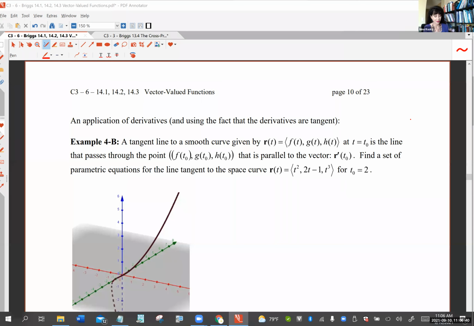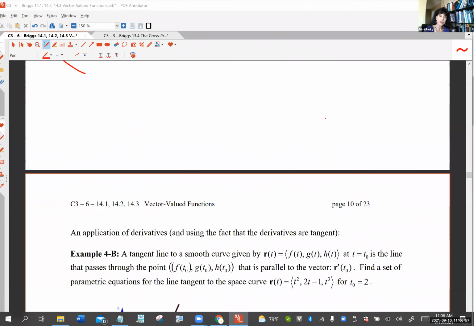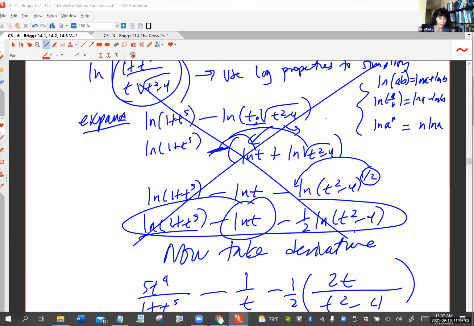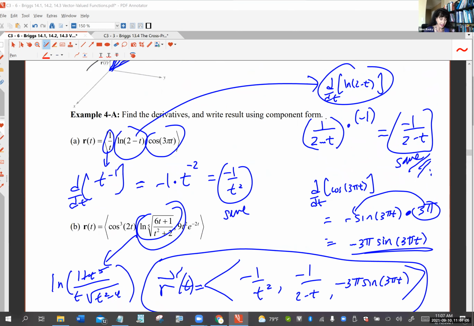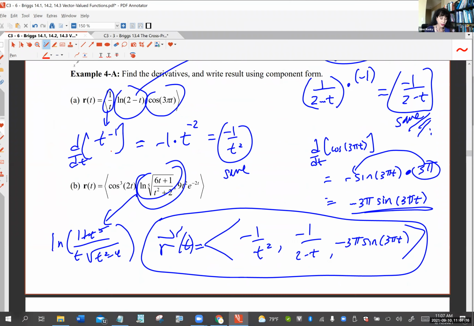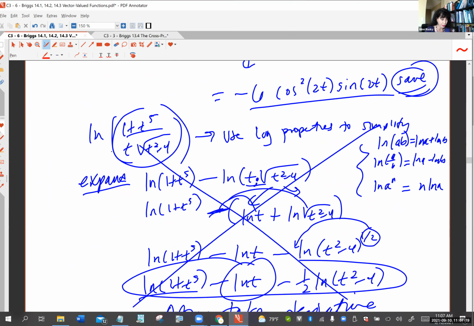So why care about finding r prime of t? What's the application of finding the derivative of a vector valued function? Well, look, because of that key fact that r prime of t, which is itself another vector valued function, when you graph it, is tangent to the curve given by the original function. That's good to know, because you can use that to help you get stuff. So that's going to be used in the next example.